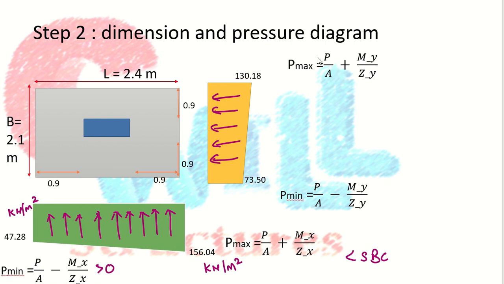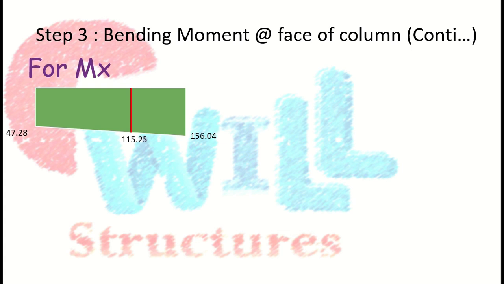Similarly for P maximum and P minimum along the Y direction, okay, 130.18 kilonewton per meter square, and here it is also kilonewton per meter square, right? Now I hope you can understand the basic dimension and pressure diagram for this particular footing. Okay, so our next step is to determine the bending moment at the face of the column.